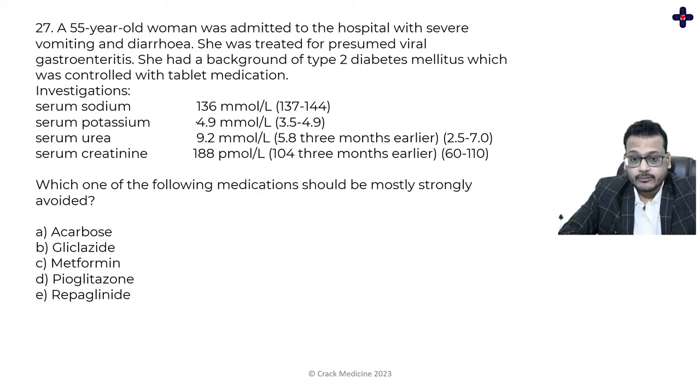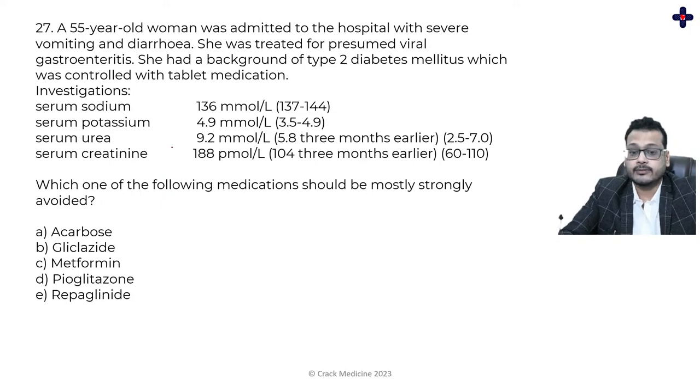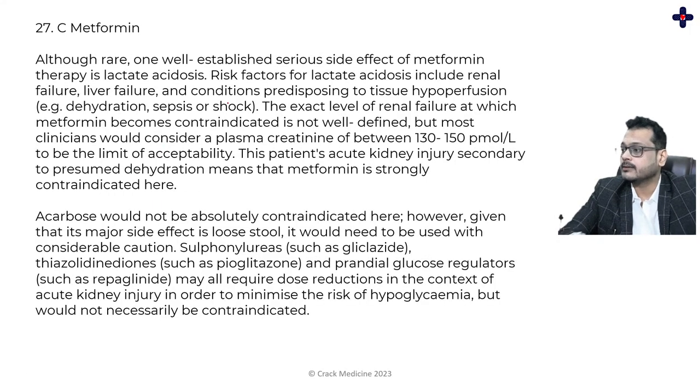So question number 27 for the evening, guys. The only two lines that you need to note over here are diarrhea and vomiting, that is presumed viral gastroenteritis. This is the first sentence. And the second sentence is metformin. Why? Come on, guys, type it into the comment box. Why do you want to avoid metformin in a patient with vomiting and diarrhea? Because of a very high risk of lactic acidosis. It's the most well-established side effect, lactic acidosis.